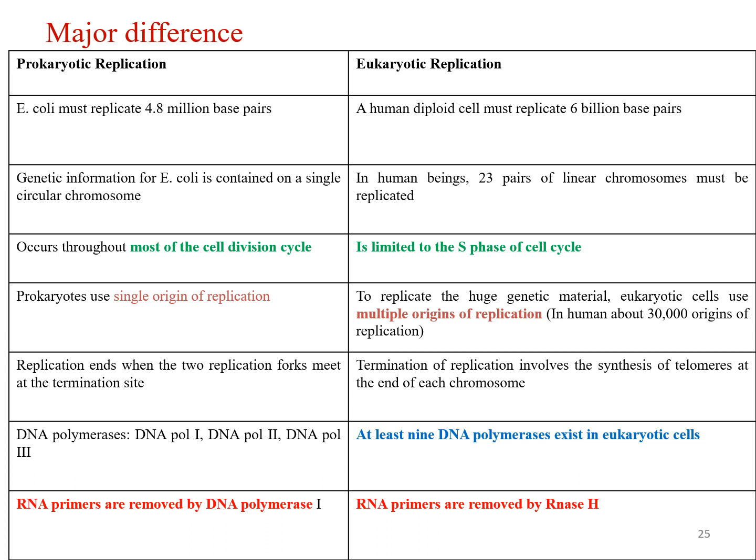Replication takes place in eukaryotes, and the genetic information for E. coli is contained on a single circular chromosome, but in human beings we have 23 pairs of linear chromosomes that must be replicated. So in this way we have to differentiate between prokaryotes and eukaryotes. Also, prokaryotic cell division can occur throughout most of the cell cycle, but eukaryotic replication is limited to the S phase of the cell cycle, as I mentioned before. So you have to see this table carefully to identify the difference between the two.